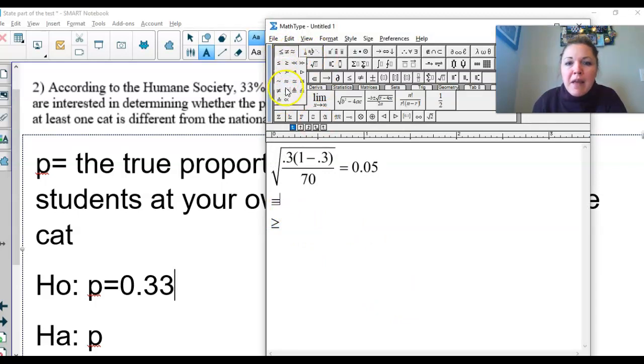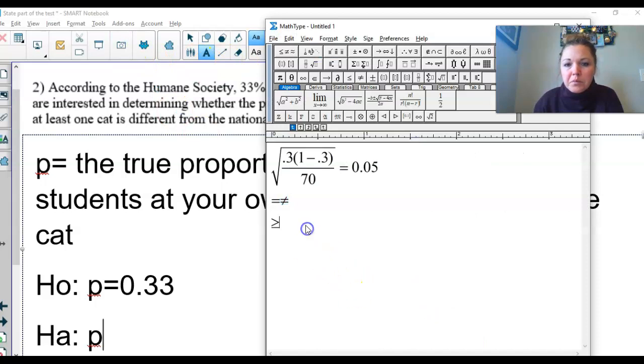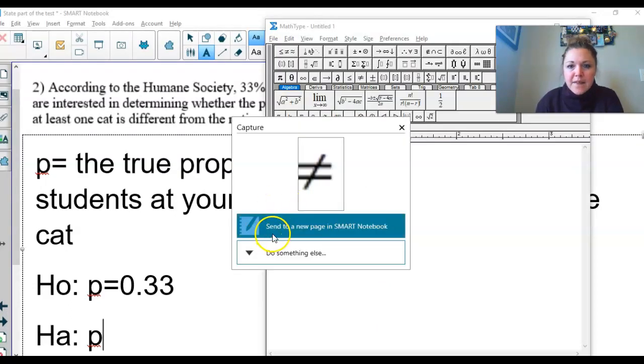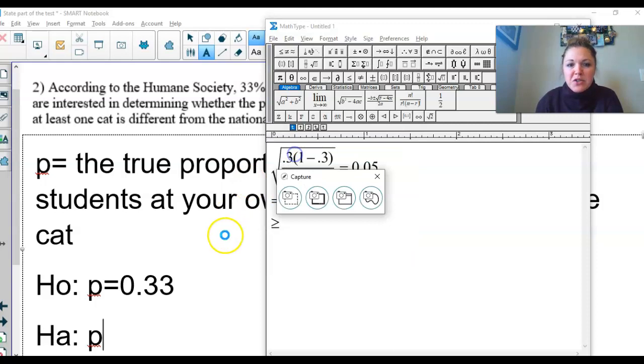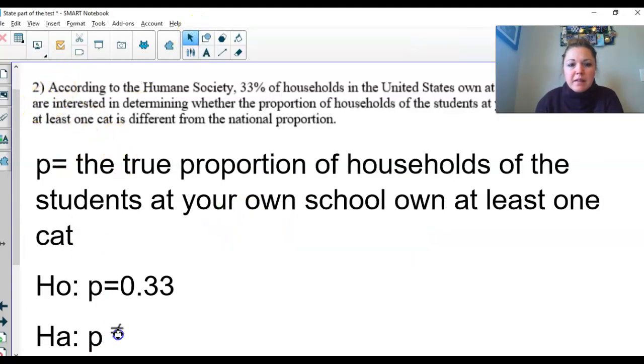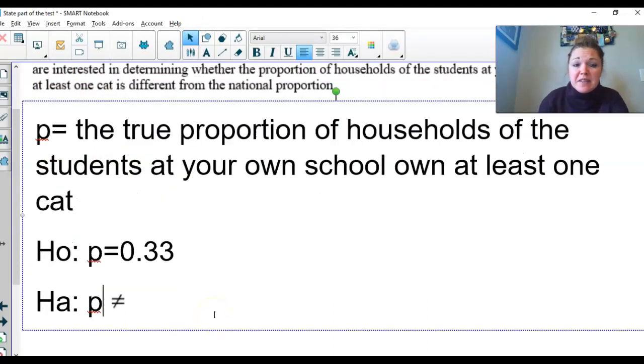So I'm going to get a copy of that right now from my MathType right there. Let's see if that will work for me. It didn't, so I'm going to have to take a picture. Give me a second. I'm going to send it to the same page. Right there. Perfect. We're interested to see if it's different.